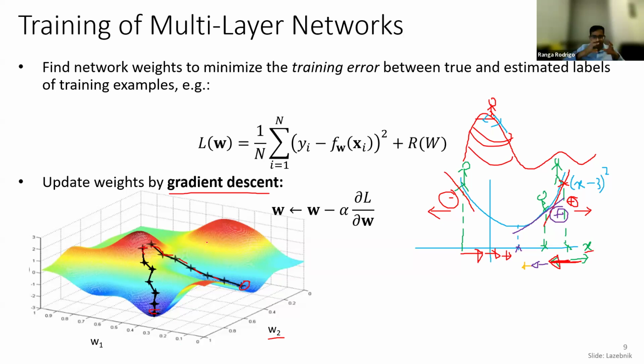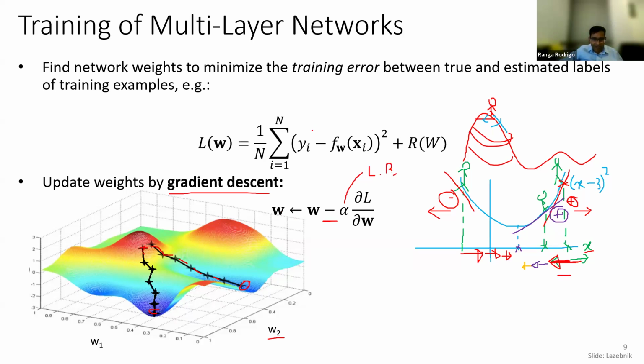But in a neural network, this is extremely high dimensional. Still, moving along the negative direction of the gradient is correct. This alpha says how much I should move. So this is called the learning rate. Learning rate: how much should I move?